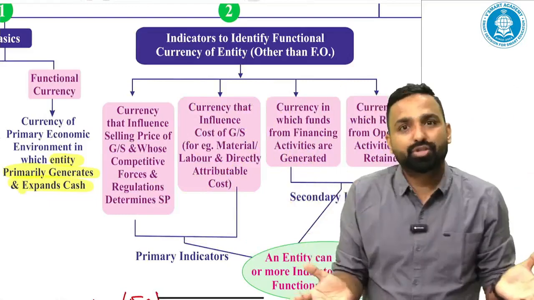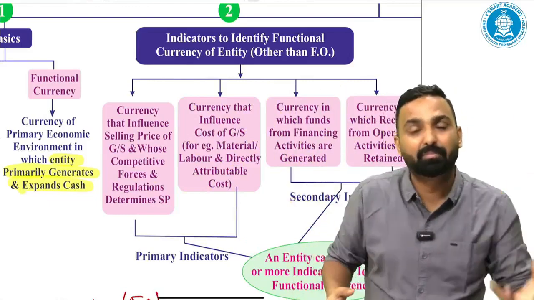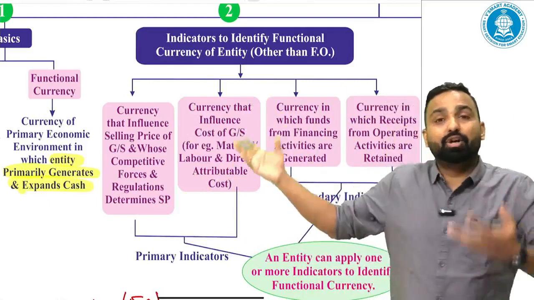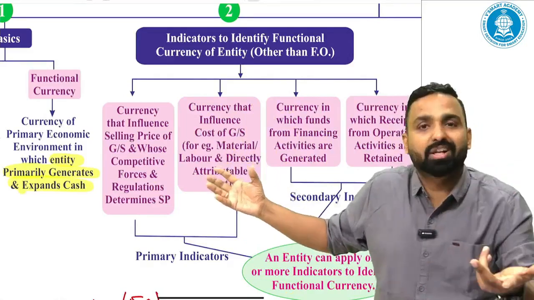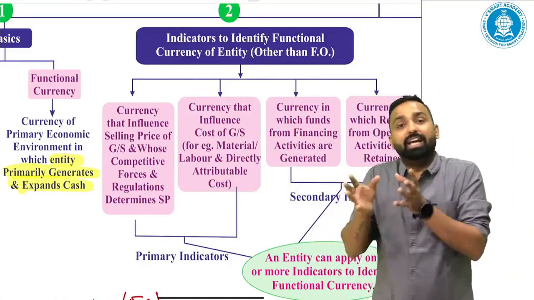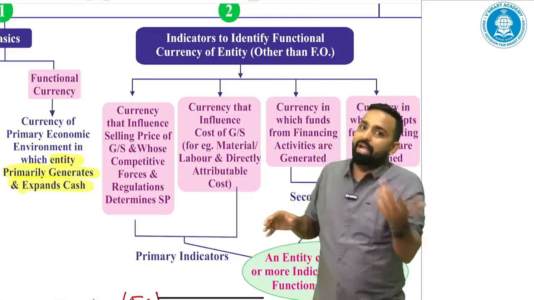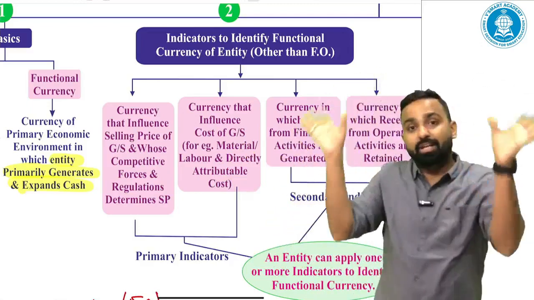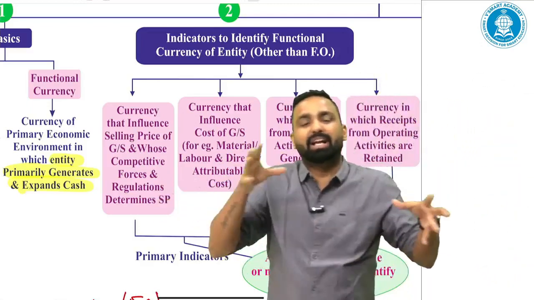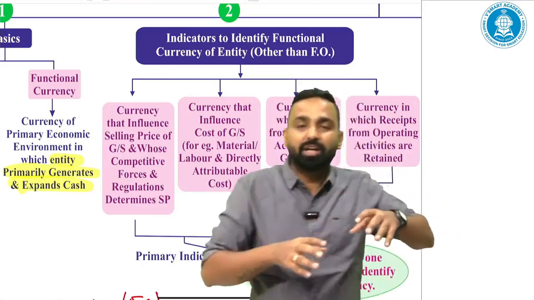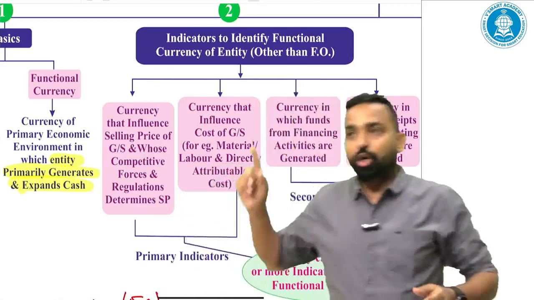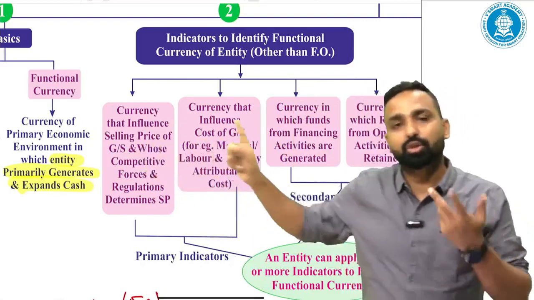What is the major cost of goods and services, like material, labor, and direct overheads? What is the major cost you incur, and in which currency? If the major cost you incur is in Indian currency, then your Indian currency can be the functional currency. If the major cost of goods and services, like material, labor, directly attributable cost, you incur in dollars, then your dollar could be the functional currency. These are the two primary indicators.